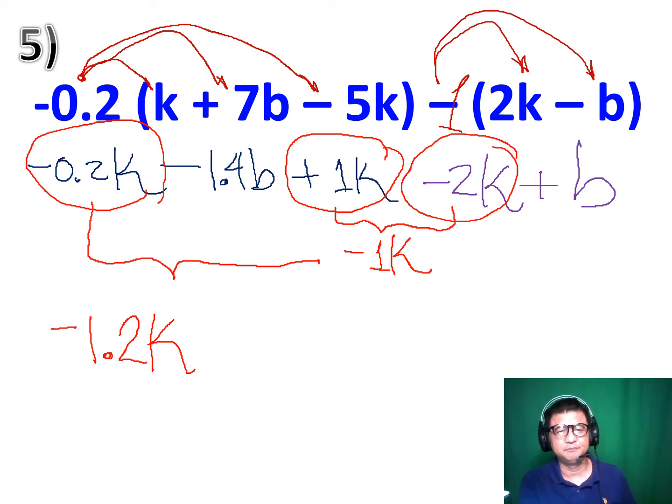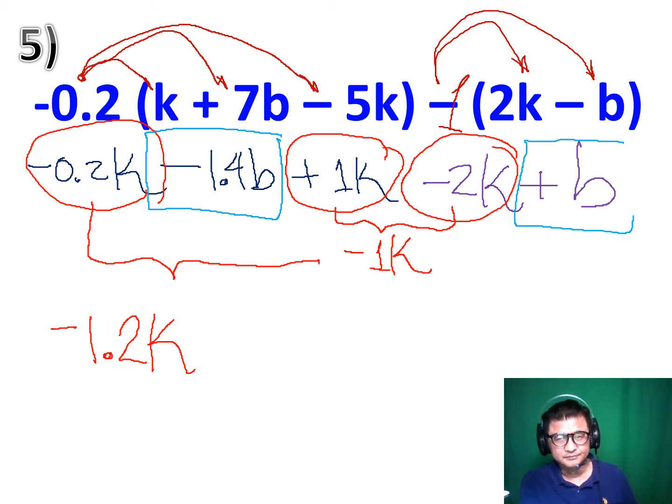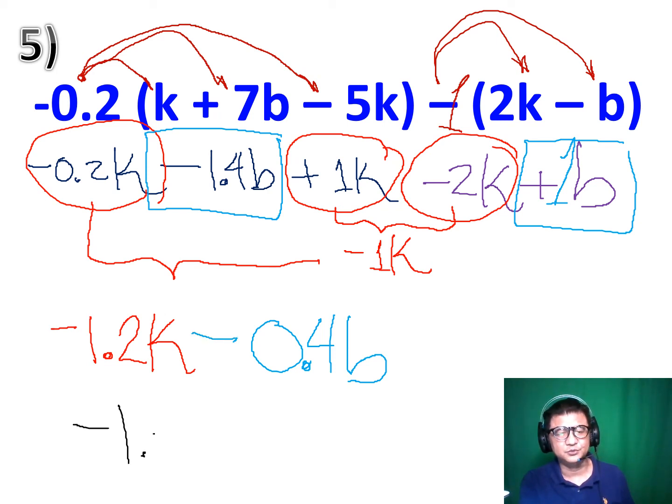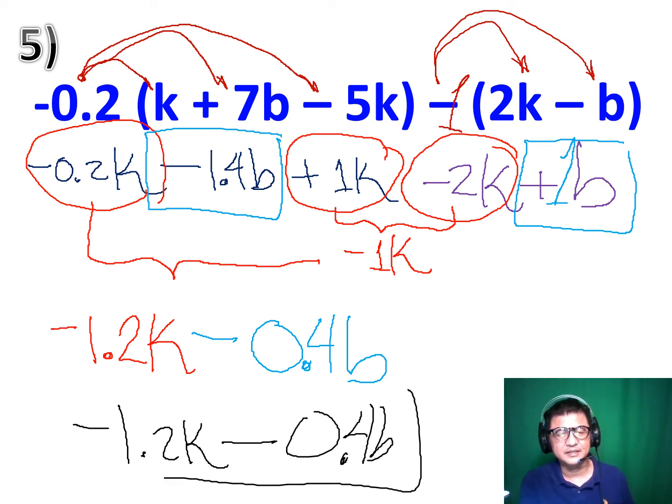Now let's look at the b's. I see this b. Look at my square. I included the negative and a positive b over there. Take note, there's a hidden 1 there, right? So negative and a positive, just subtract them. What's the difference between them? It's going to be 0.4b. And what will the sign be? Negative 1.4 is bigger, so it's minus. So our answer is negative 1.2k minus 0.4b. That's the simplified answer.